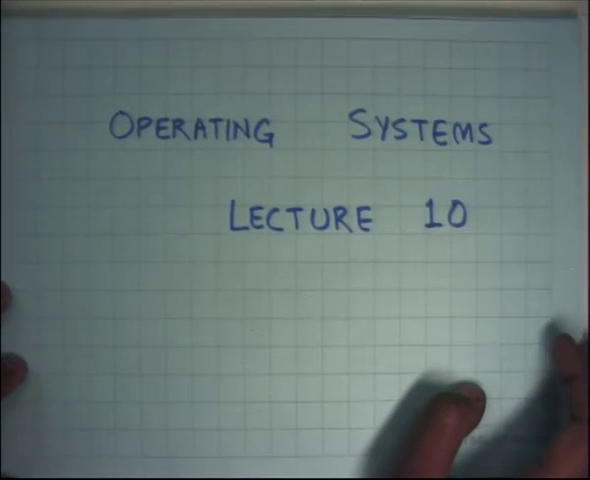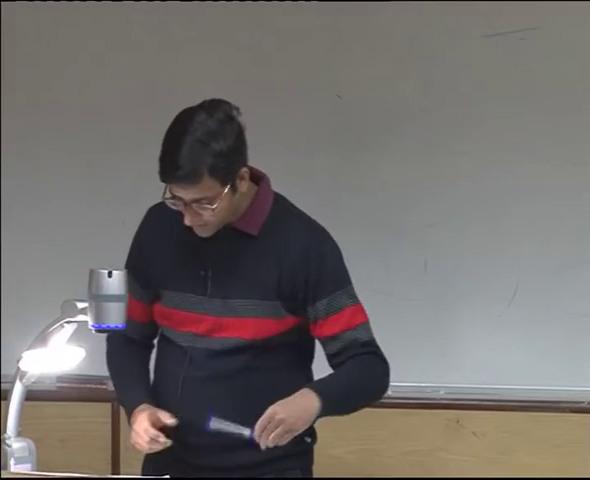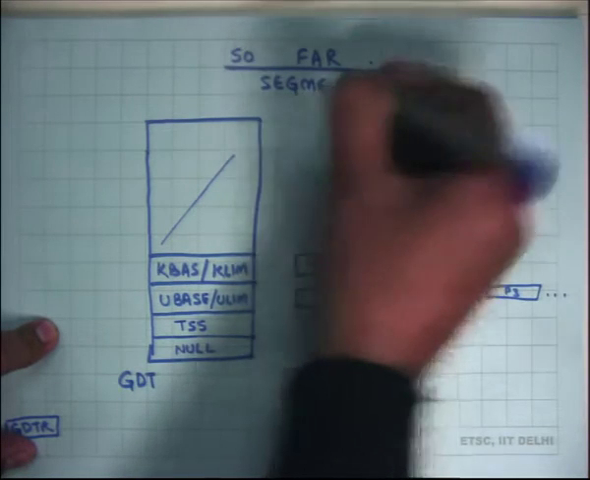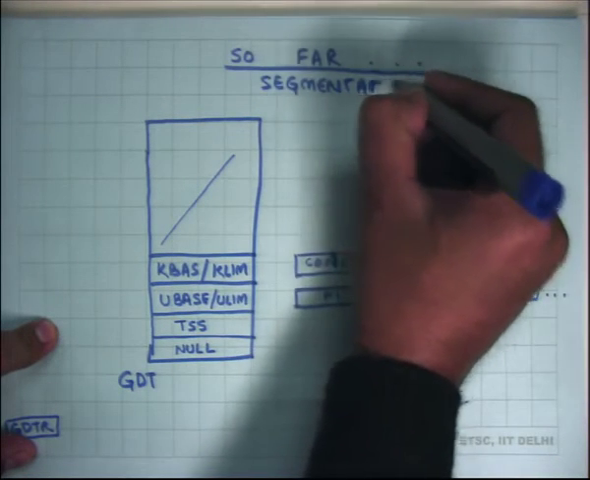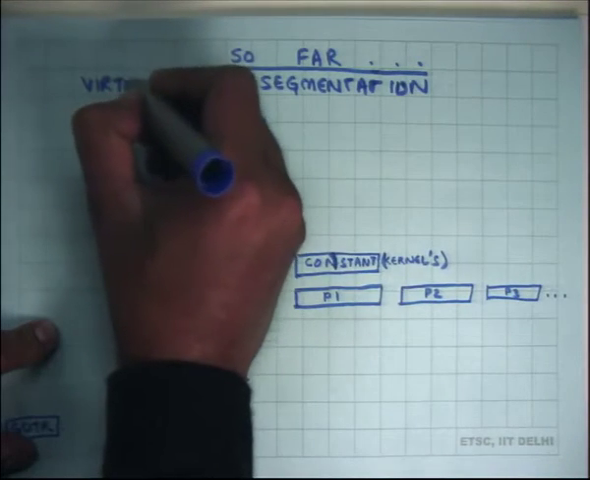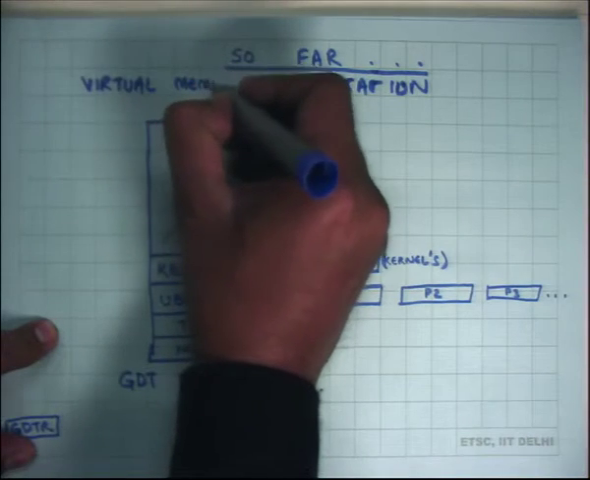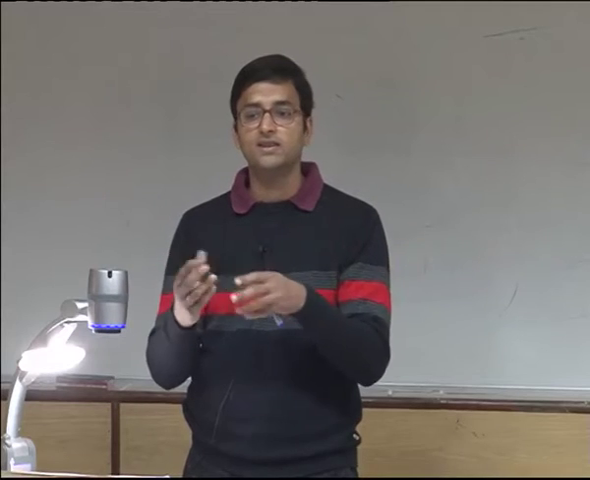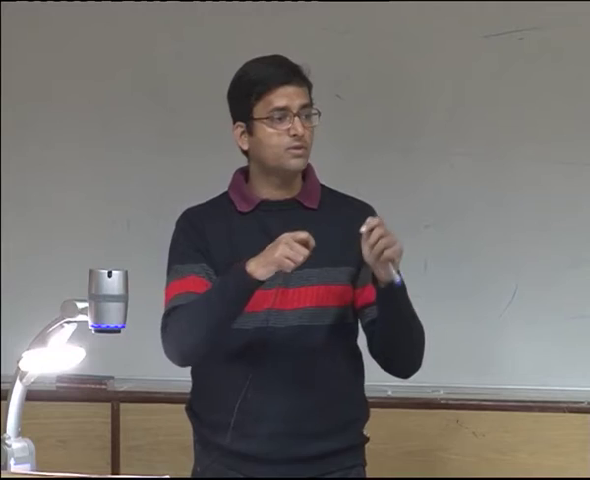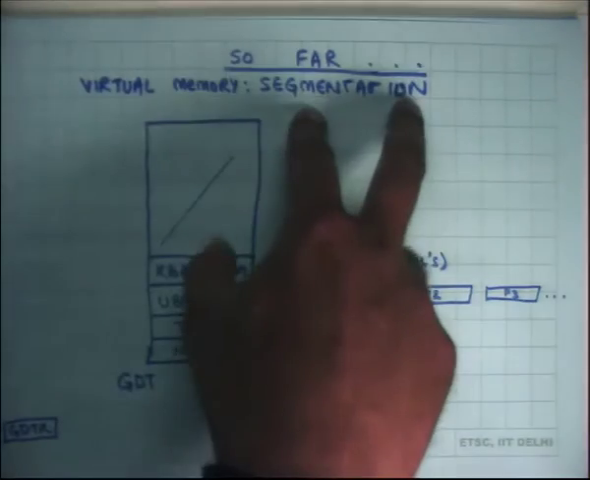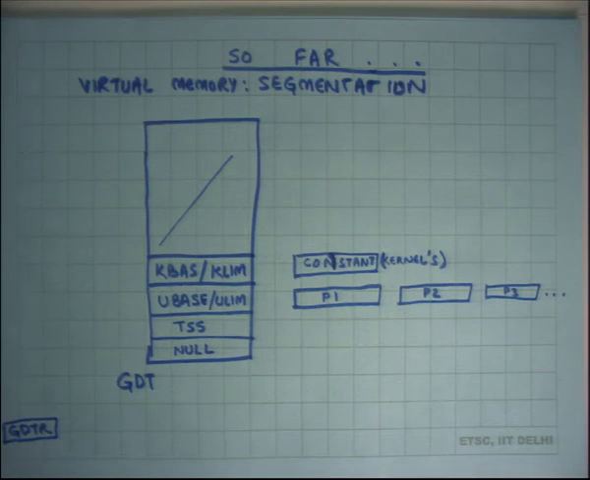Okay, so welcome to Operating Systems Lecture 10. So far we were looking at segmentation as a way of implementing virtual memory. This notion where there is a separation between a virtual address and a physical address, and there is some translation logic that converts a virtual address to a physical address. This system is called a virtual memory system, and we saw segmentation as one way of implementing virtual memory.